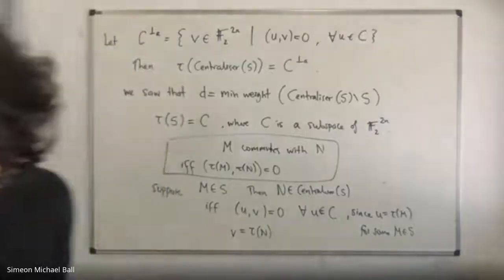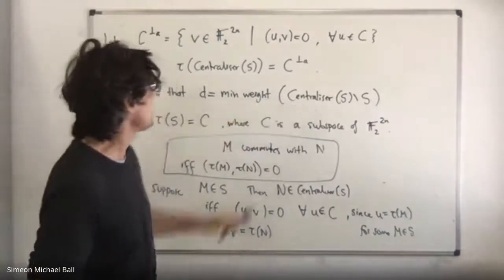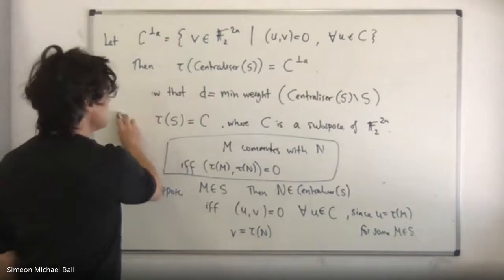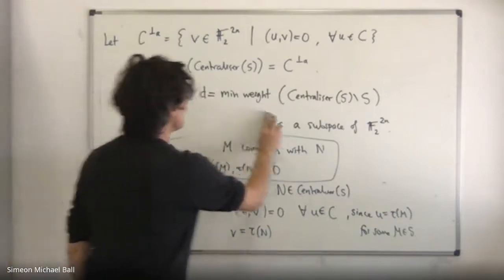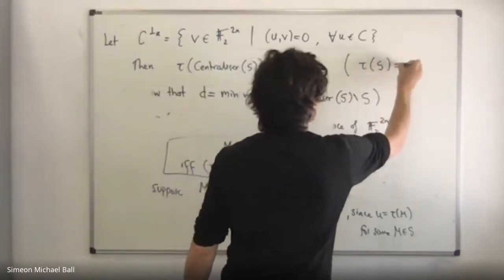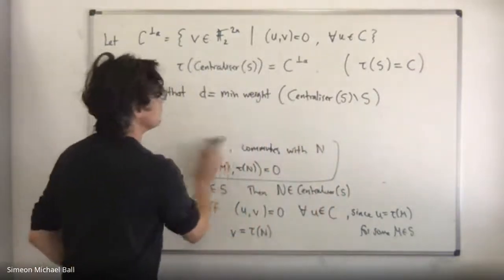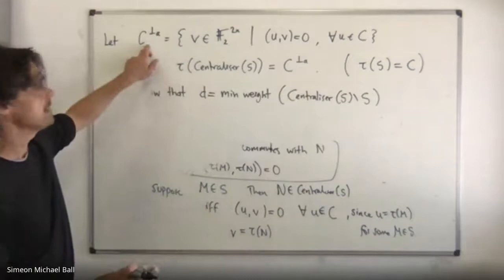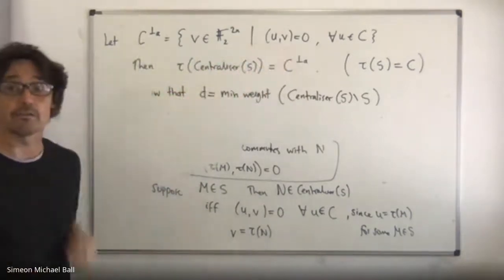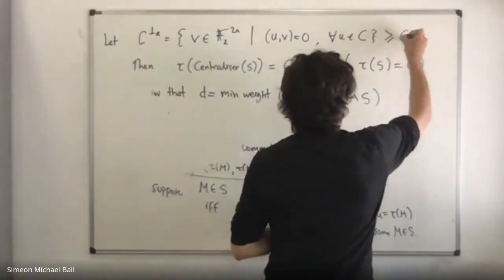Okay. So now we need to find out what the minimum weight is. So the minimum weight was the minimum weight in the simplified stuff S, but it's not quite that easy to see. So let's leave that for the moment. Tau is this. So we have this, and recall tau of S is C. And this makes sense, right? Because C is a subspace of C perp A. It's also true that UV is equal to 0 for all U in C. So it's certainly true that this contains C.